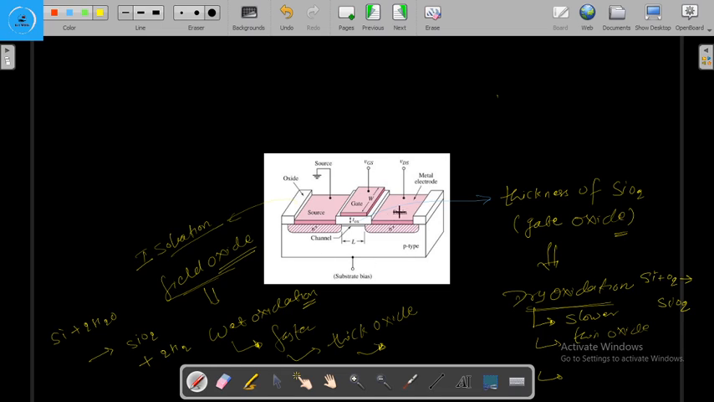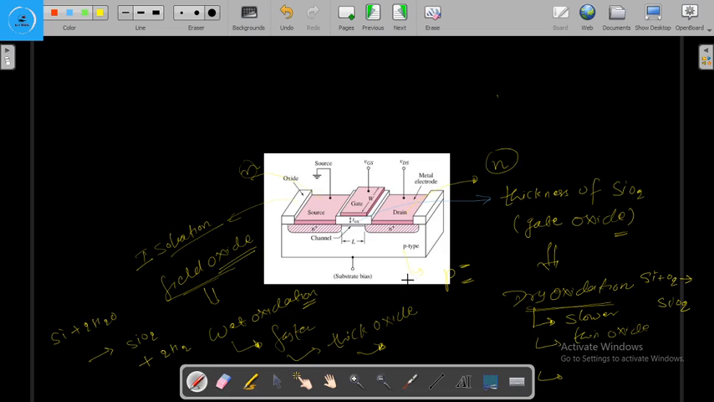We can also use N type for the drain and the source, and this is N instead of N plus, and we can use this as P minus. But why are we using the N plus, heavily doped? Why are we heavily doping this source and the drain region?